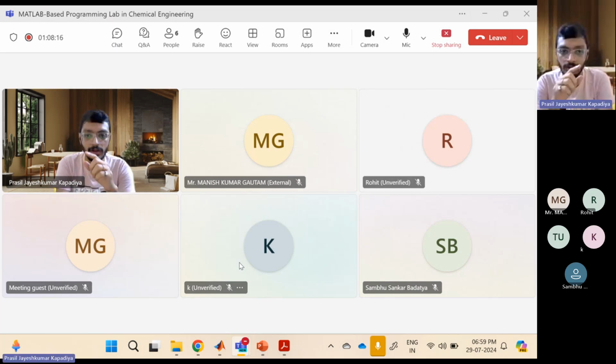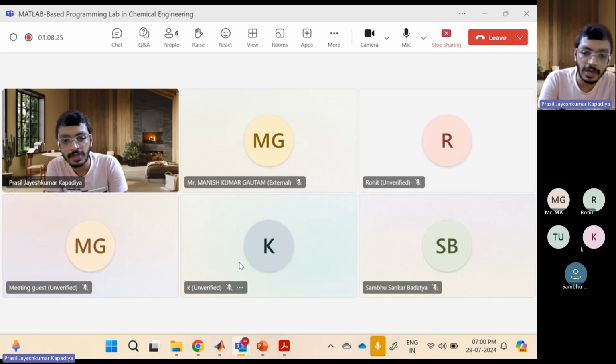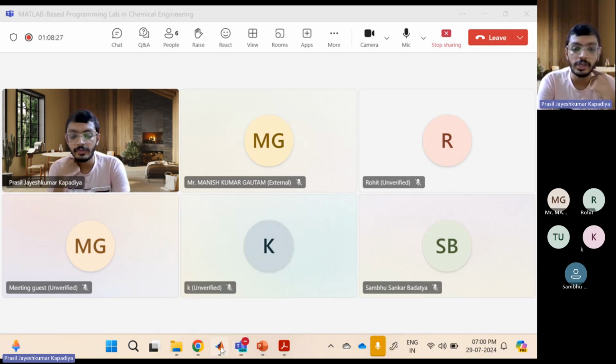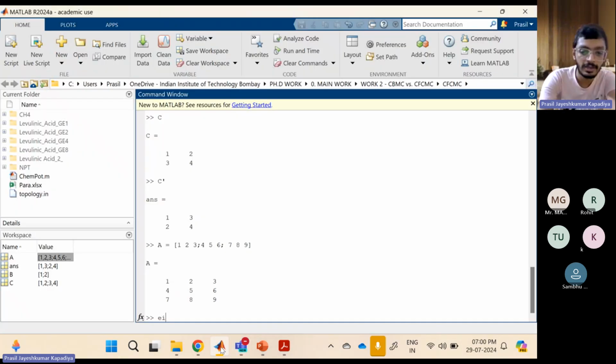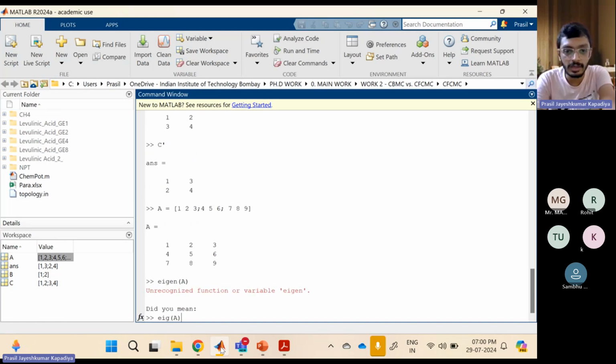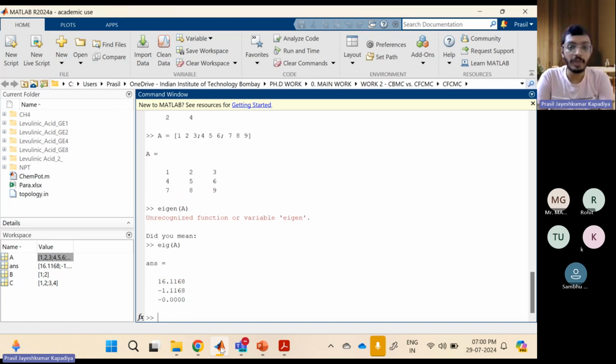A minus lambda I, determinant should be equal to 0, correct? And you solve it and you get eigenvalues, right? So here we don't need to do anything like that. I can just write eig of A. So no, it's not eigen, it is EIG of A. So EIG of A will give me eigenvalues. This is the command to find eigenvalues of a matrix.